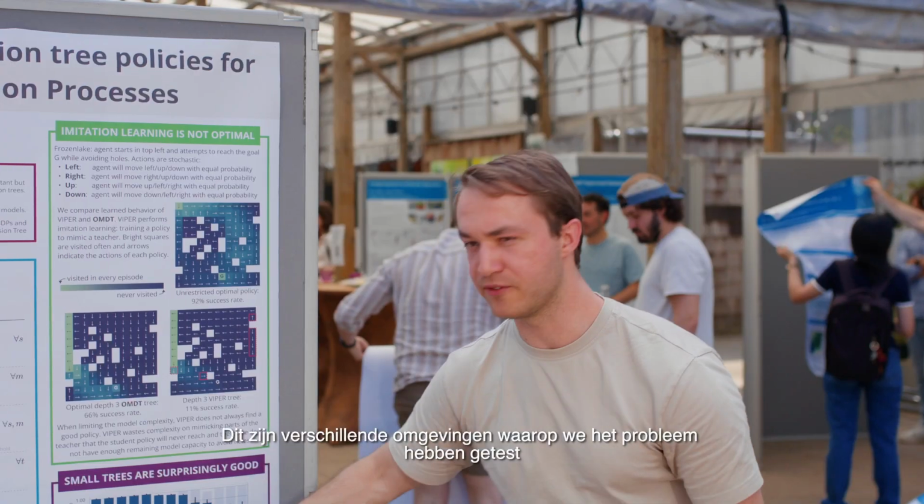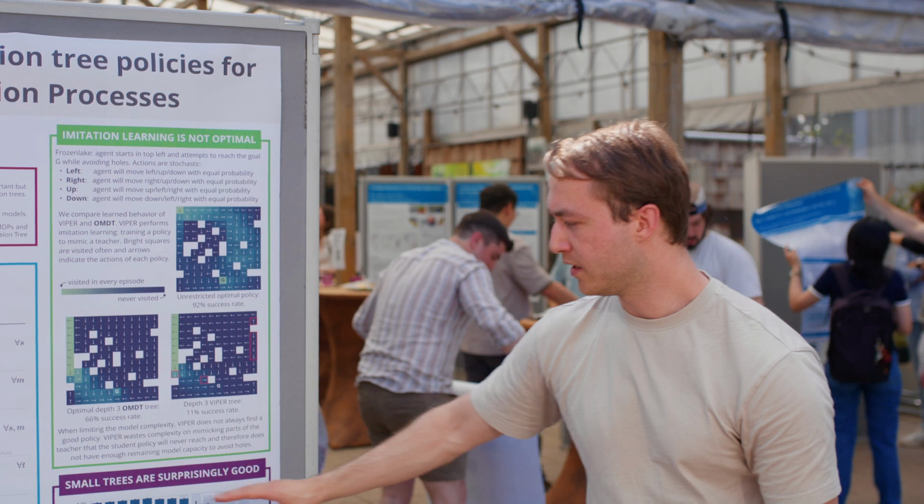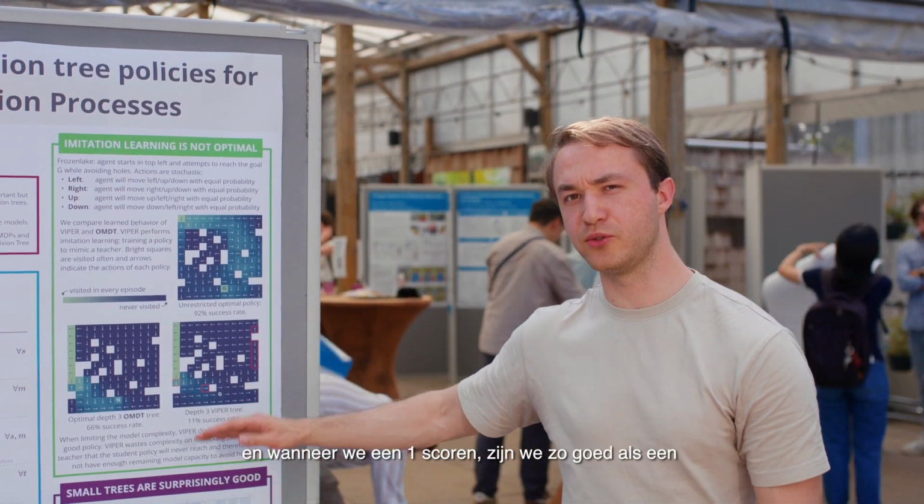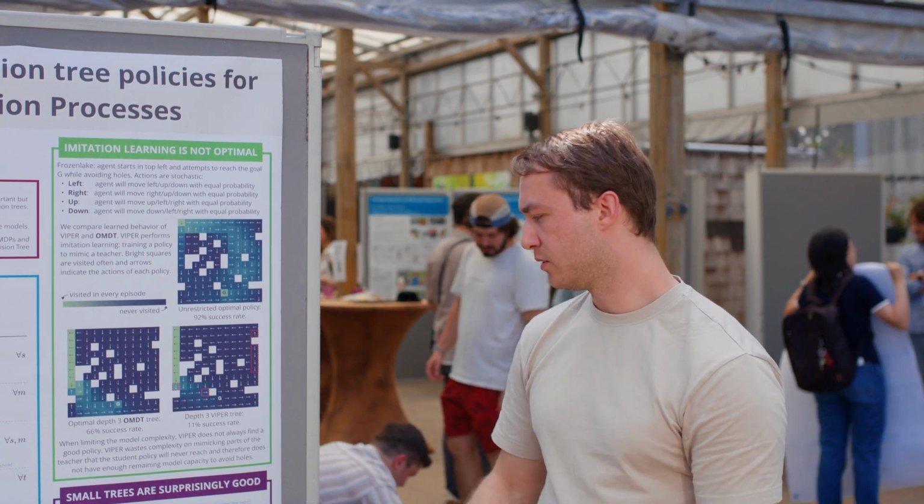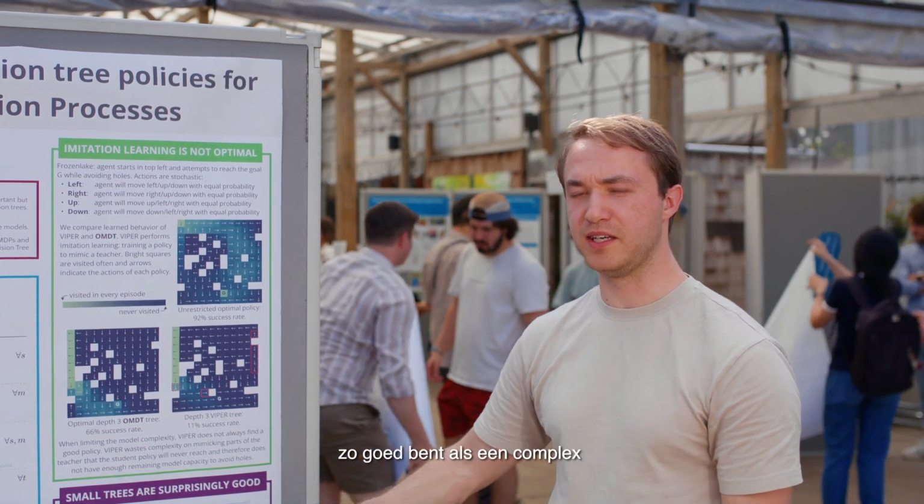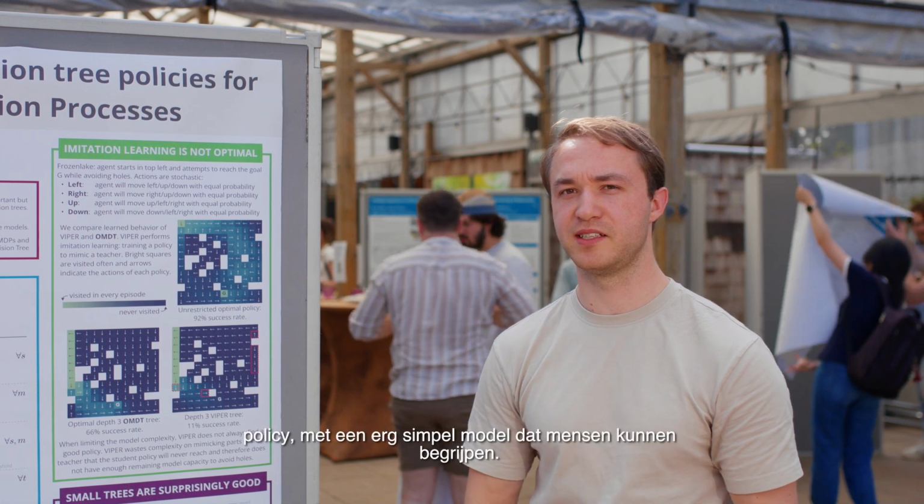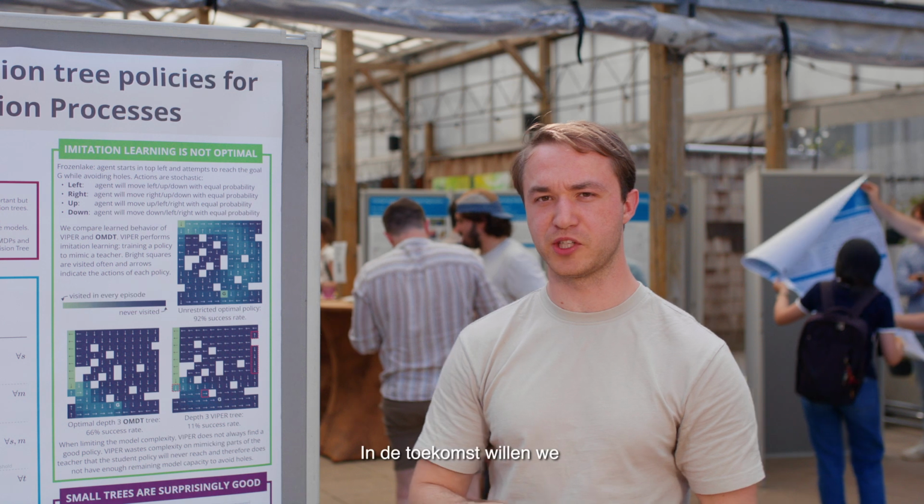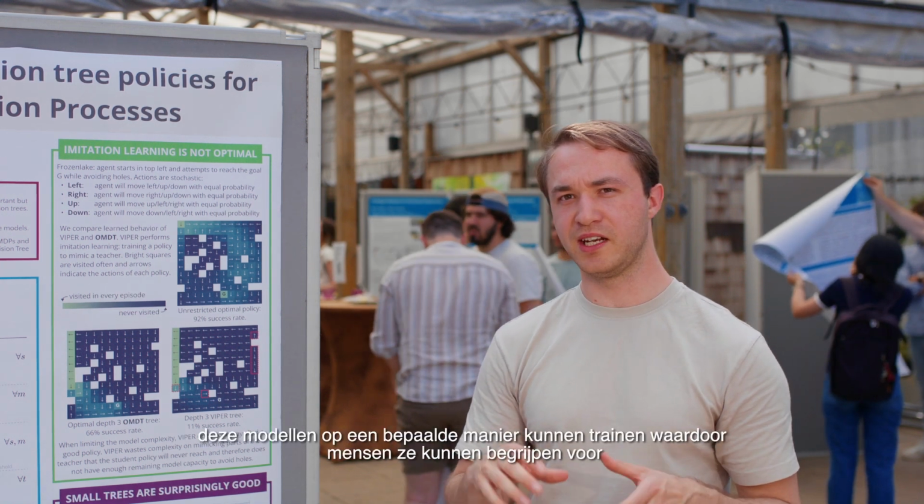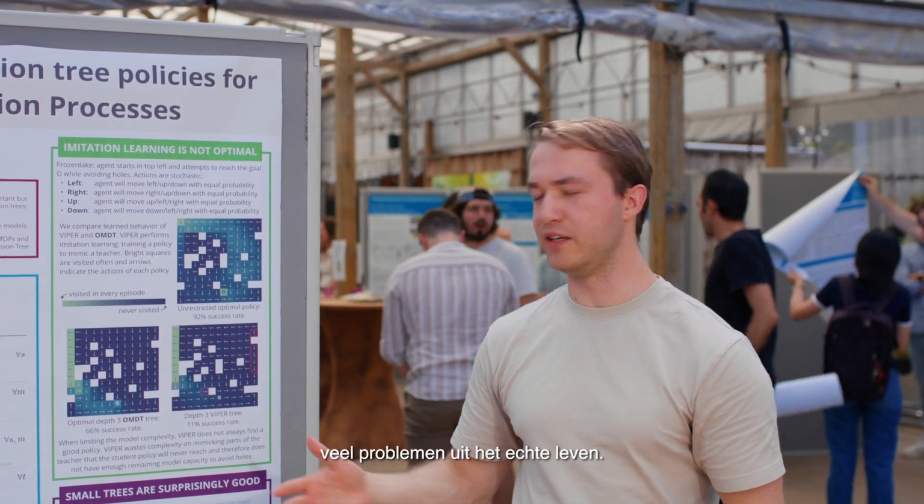So these are different environments that we tested the problem on, and when we score 1, we are as good as a complex policy, and 0 is as bad as random guessing. Well, it turns out that for many of these problems, you can be as good as the complex policy with a very simple model that humans can understand. So in the future, we want to be able to train these models in a way that humans can understand them on many real-life problems.